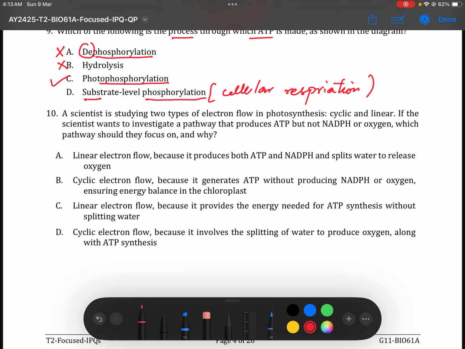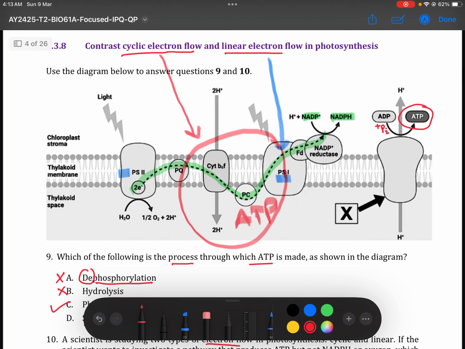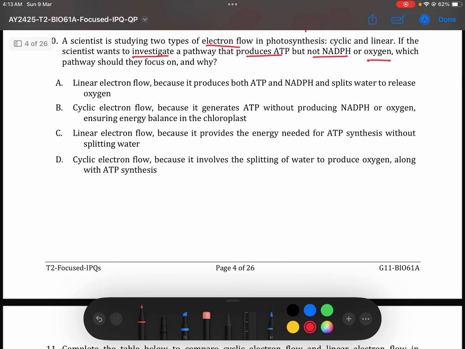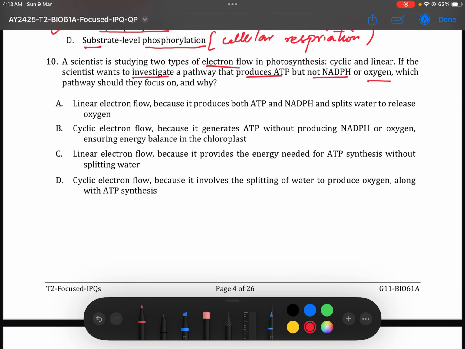A scientist is studying two types of energy flow in photosynthesis, cyclic and linear. If the scientist wants to investigate a pathway that produces ATP but not NADPH or oxygen, we just learned this by this cycle over here. So of course this is the cyclic one. Which pathway should they focus on and why? Linear, no. Linear, no. So it is either B or D.